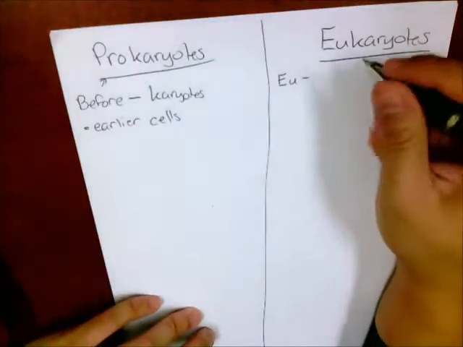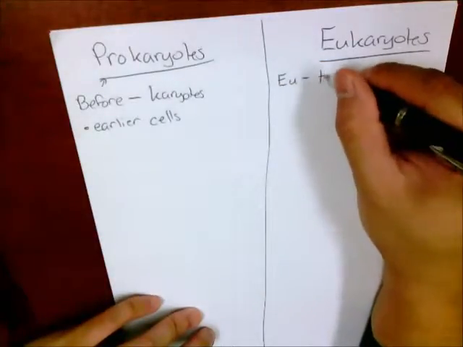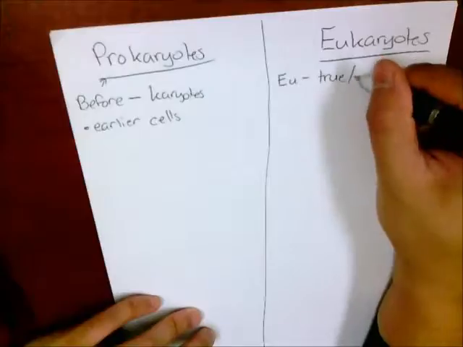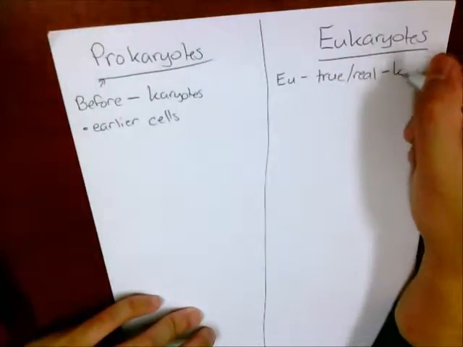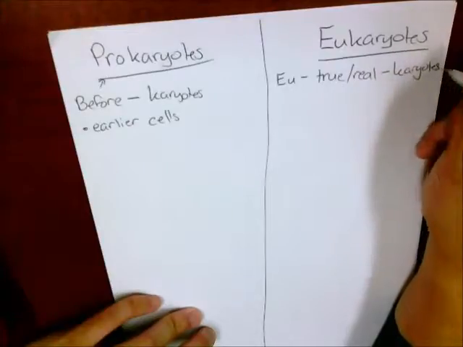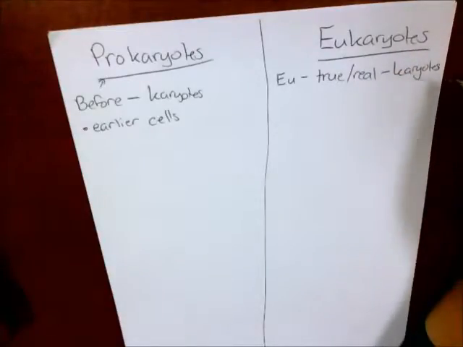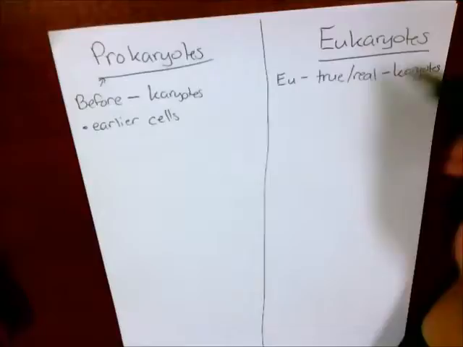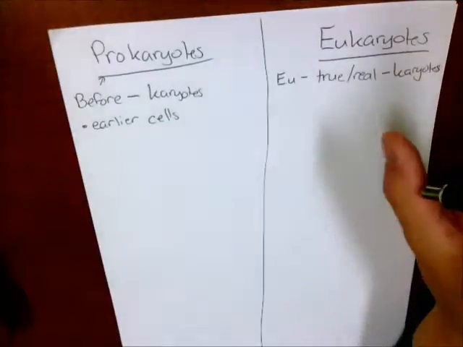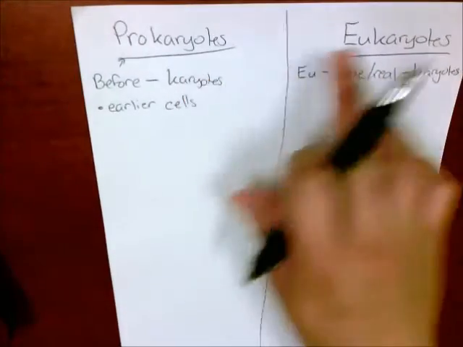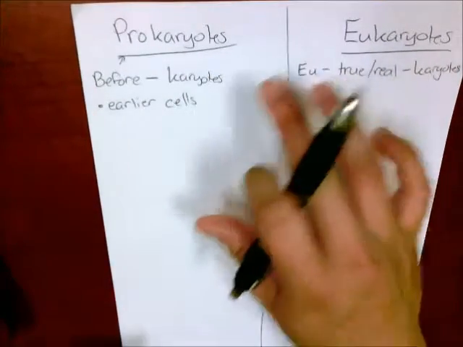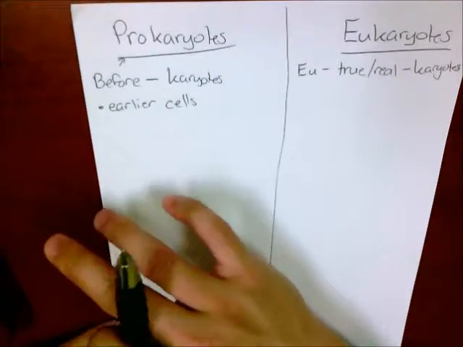This actually comes from a word in Greek. It just means true or real. So this is the real, and then again the karyotes are the seeds. So eukaryotes are the newer ones. They're the true ones according to our wording. It's kind of got a weird connotation to it, but the idea is these are old, these are new. Old, new, old, new. So let's go ahead and move on.